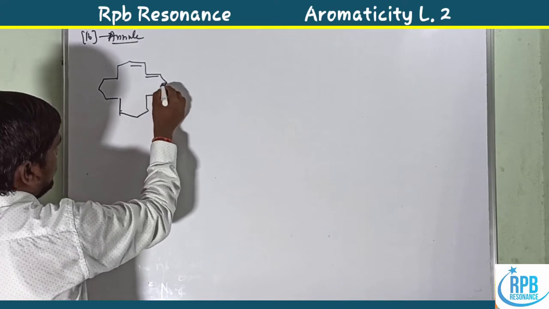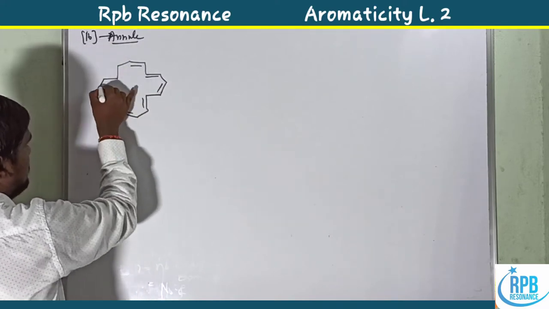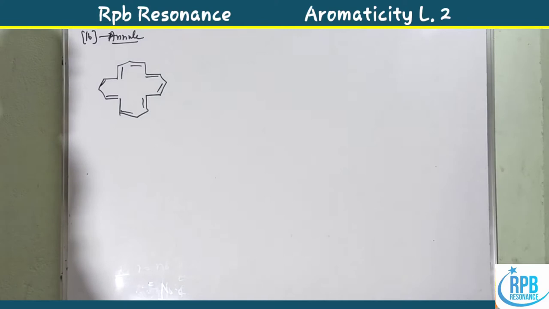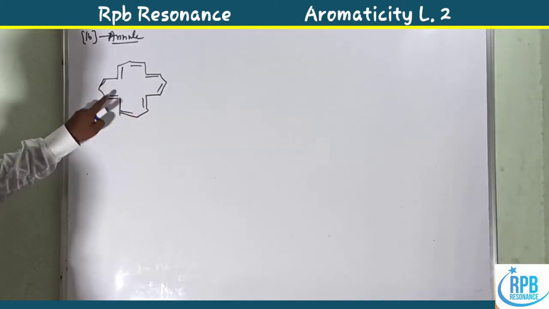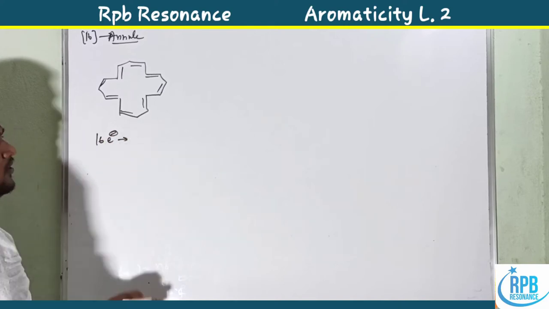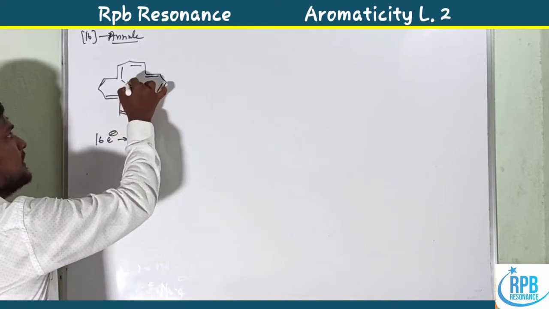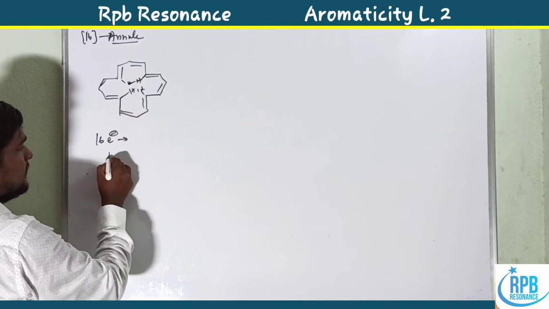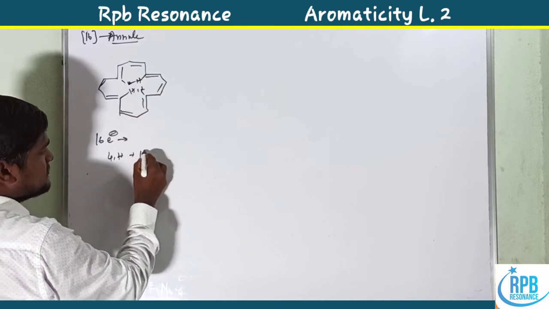Okay, double bond over here, double bond. Like this is the double bond. That means 1, 2, 3, 4, 5, 6, 7, 8 double bonds, 16 electrons. Now here, 4 protons are inside and 12 protons are outside.